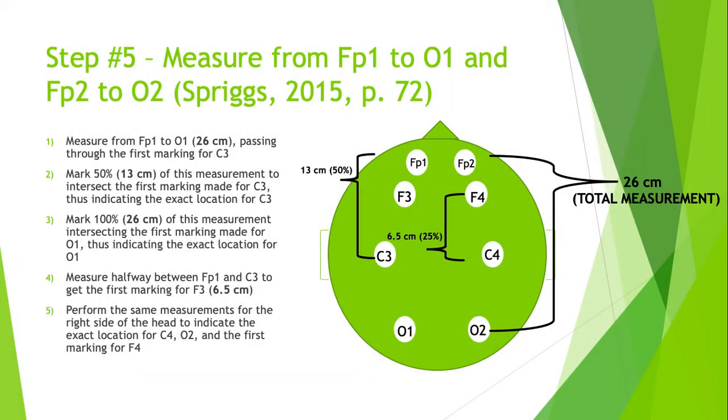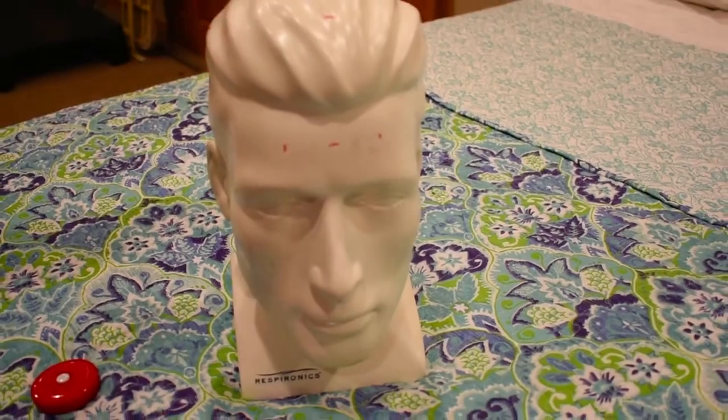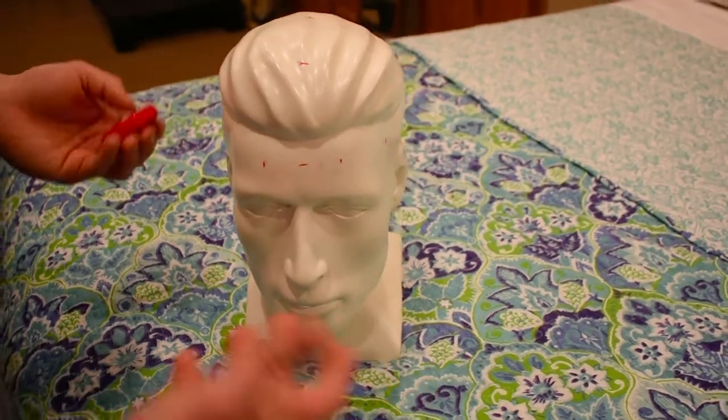Step number 5 is needed to get the exact locations for 4 out of 6 of the needed exploring electrodes. So a measurement from FP1 to O1 and FP2 to O2 are made. Next, the final 2 exploring electrodes that are required to be located are F3 and F4, the frontal lobe derivations. After getting our 2 O's and our 2 C's, the final 2 exploring electrodes are our F's.